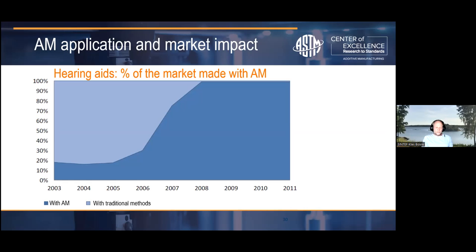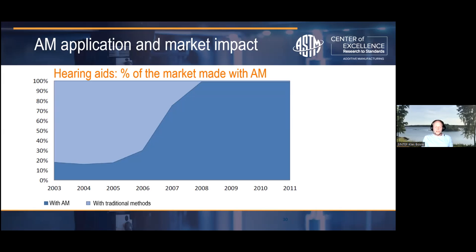If you take a look, for example, in 2005, they had actually been doing hearing aid shells with AM for quite some time. It was around 19% in 2003, 18% in 2004, 18% in 2005. But from 2005 to 2008, you see an explosion, and then it's just about 99%.